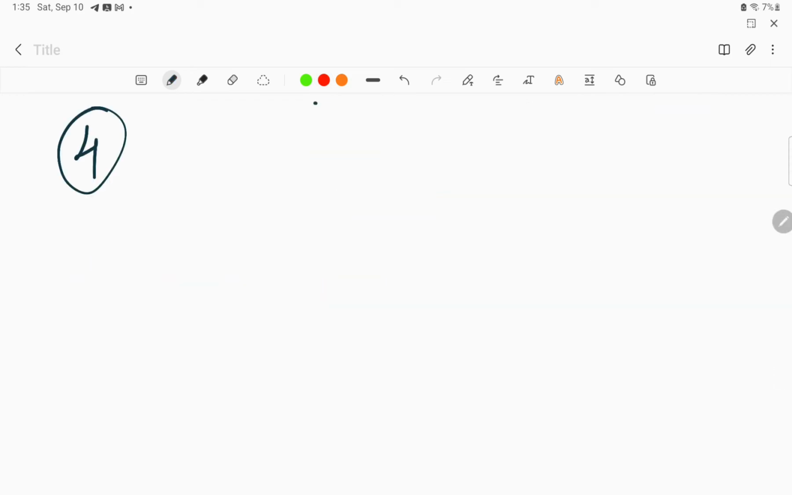Now we know the perpendicular lines. Perpendicular lines means how two lines are cut at 90 degrees. Okay, this was all about the perpendicular line.